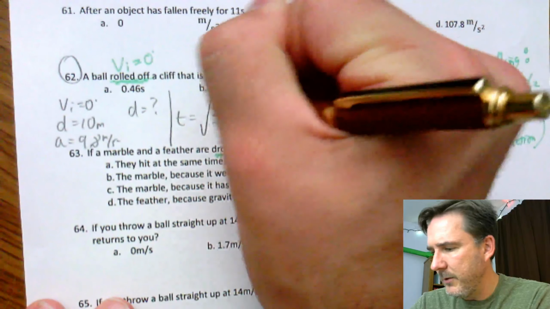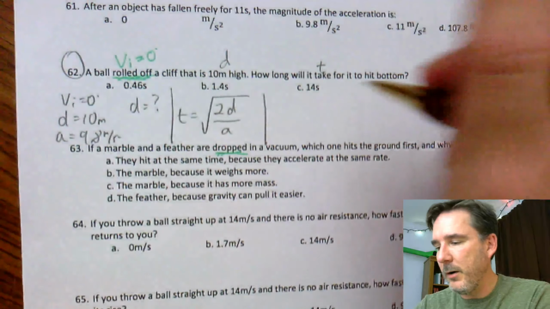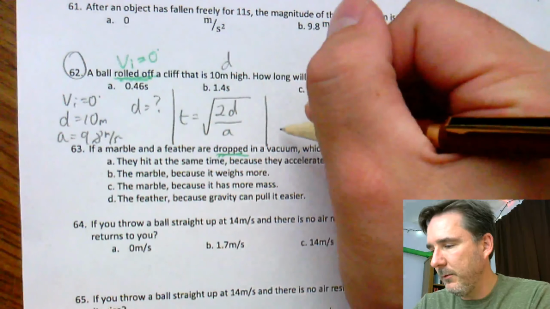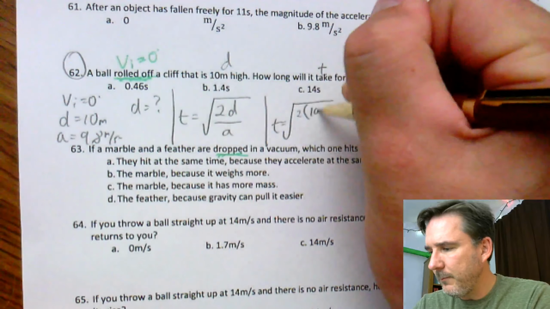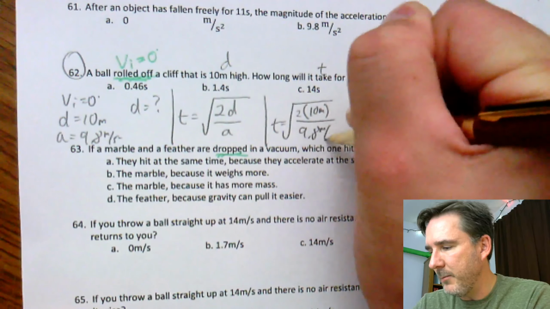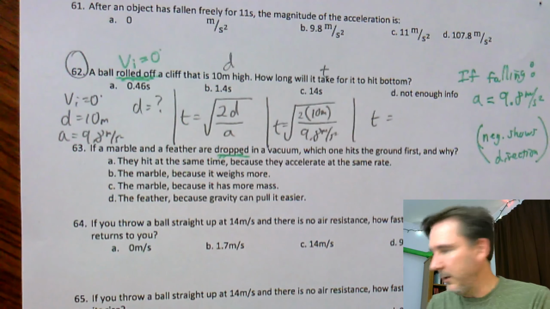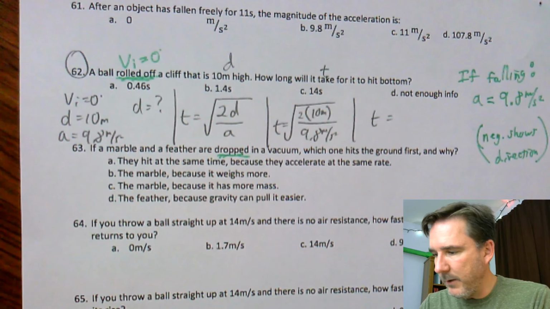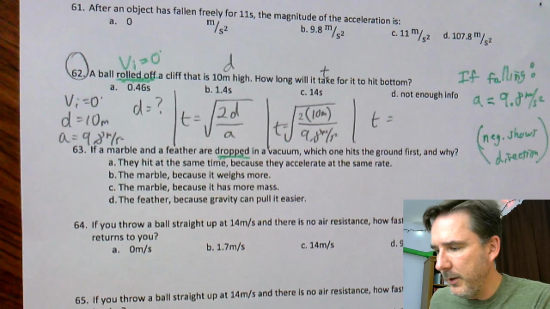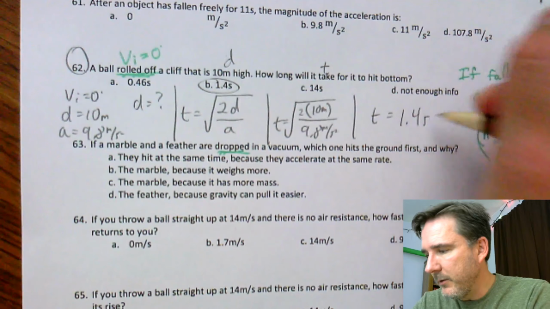So it's 2 times distance divided by acceleration. And since initial velocity is 0, we can use it. We plug in our numbers there. So 2 times the distance, 10 meters, divided by 9.8 meters per second squared. And when I plug it in my calculator, I guess I'll do it really quick because I don't have the answer in front of me. So it's going to be 2 times 10 divided by 9.8, and I get 1.4. So the answer is letter B. All right, 1.4 seconds.